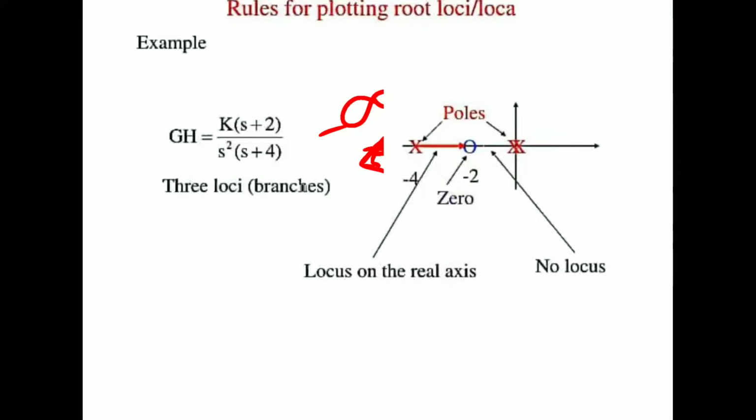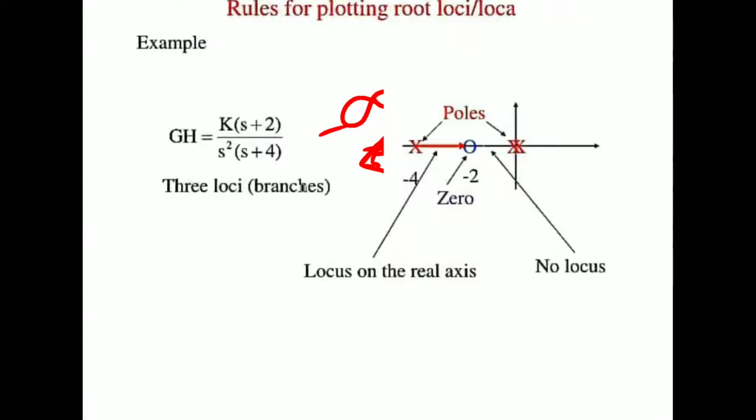So this particular segment, minus 4 to minus 2, is part of the root locus. Our root locus may be located on minus 4 to minus 2. While we consider minus 2, there are 2 poles on the right side. So 0 to minus 2 is not a part of the root locus. Root locus only exists between minus 2 and minus 4.